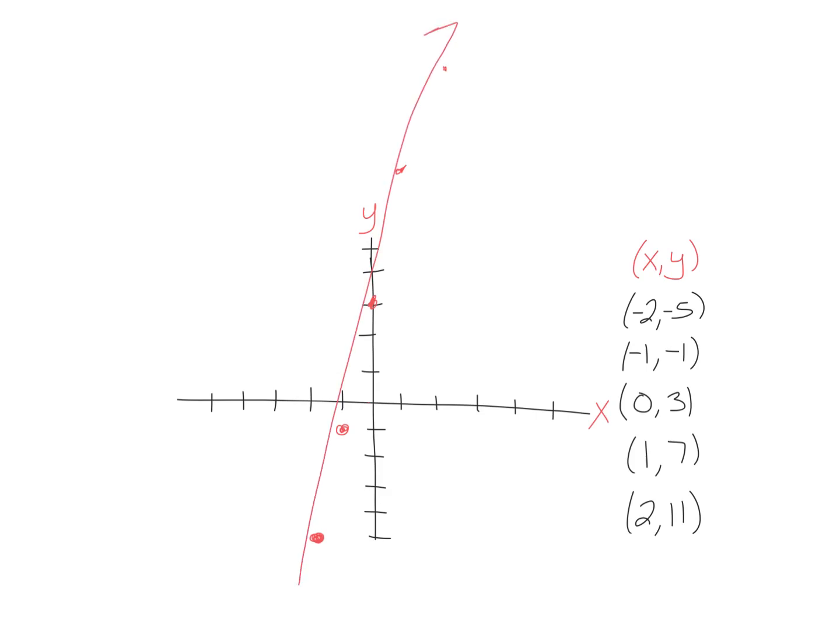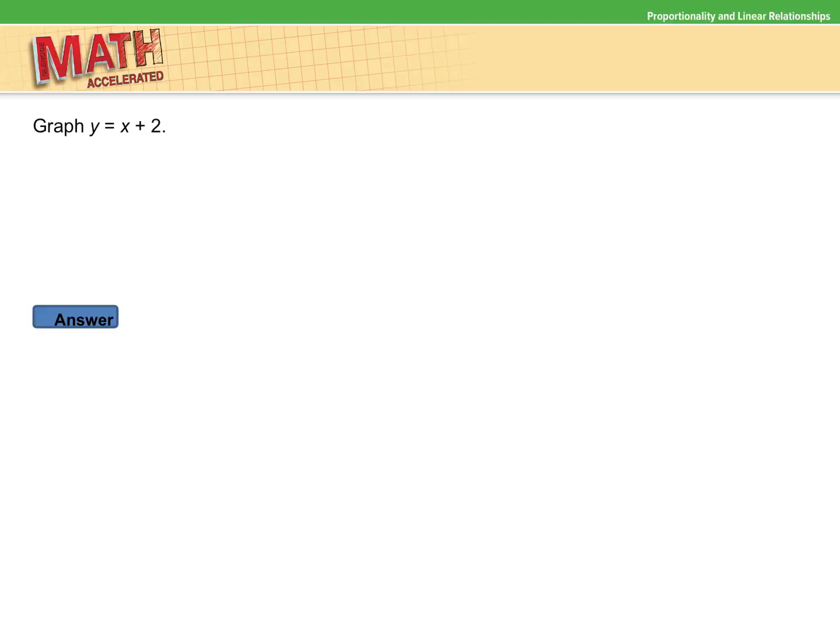Did we make a line? Yes. Okay? So to check, your graph should always look like a straight line. On your homework or any time, if you ever go off the graph, that's okay. It's not always going to be perfectly on the graph. Go ahead and try this one on your own.